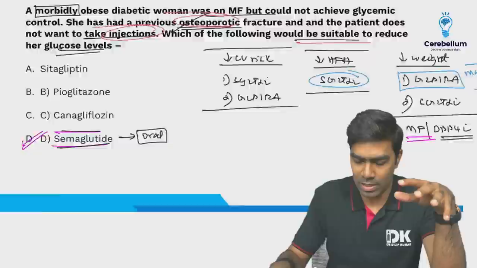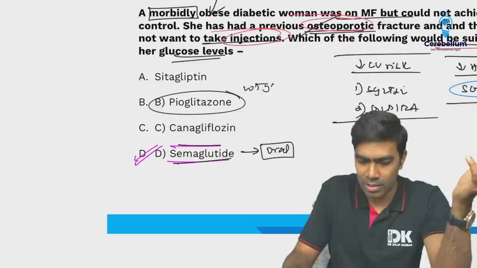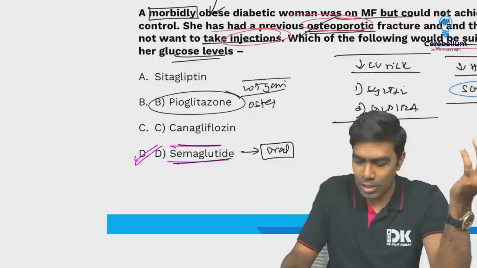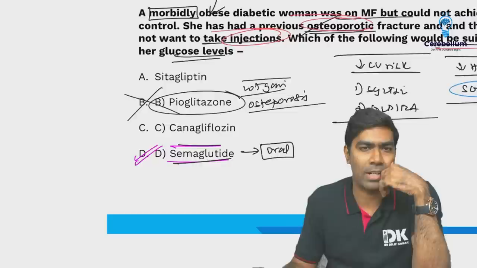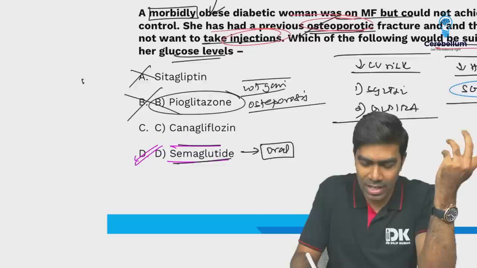So look at this patient. He is already morbidly obese. If you give pioglitazone, it's going to produce weight gain because of fluid retention, and it's going to cause osteoporosis. So in a woman who is already having osteoporotic fracture, who is already morbidly obese, I'm definitely not going to use pioglitazone. What about sitagliptin? Sitagliptin is not a good drug because it's just weight neutral. It's not going to produce weight loss. I'm not going to use that as well.